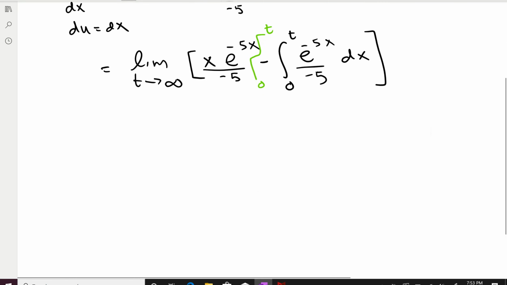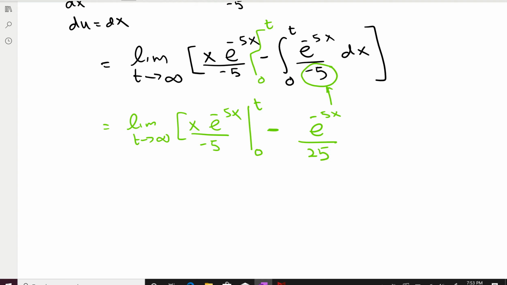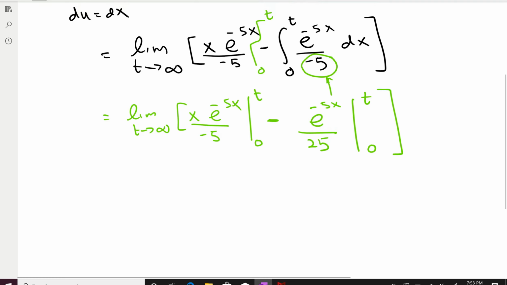Right, so let's do this. Limit as t goes to infinity of x times e to the negative 5x divided by negative 5, which we have to evaluate at t and 0, minus. Now let's first integrate this. If you integrate e to the negative 5x over negative 5, you get e to the negative 5x divided by another negative 5. That negative 5 and this negative 5 will give you positive 25. And this has to be evaluated at 0 and t as well. So we are done with integration.